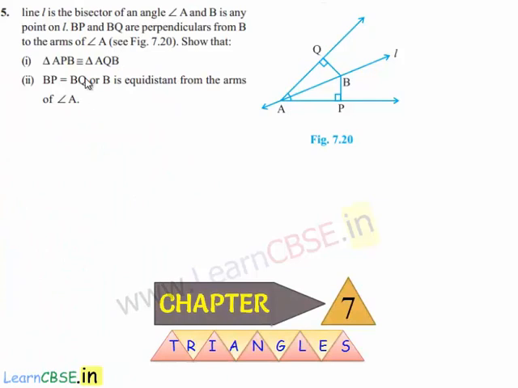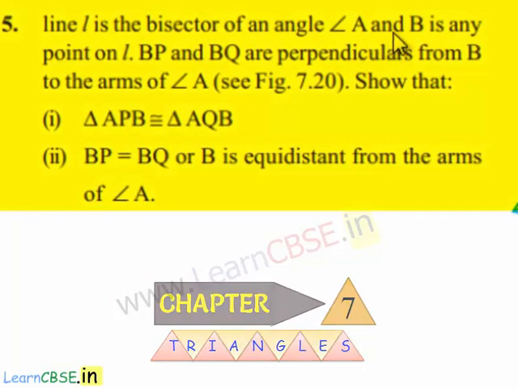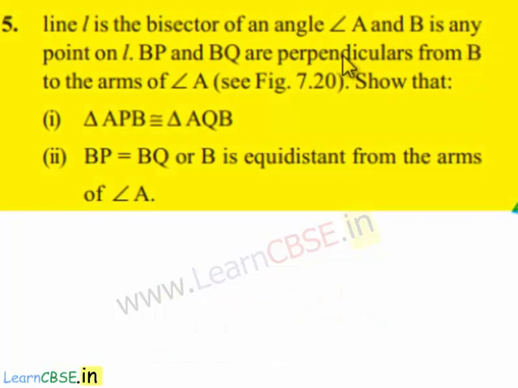Now, moving on to fifth question. Line L is the bisector of angle A and B is any point on L. BP and BQ are perpendiculars from B to the arms of angle A. Show that triangle APB is congruent to triangle AQB. And also second thing, BP is equal to BQ or B is equidistant from the arms of A.